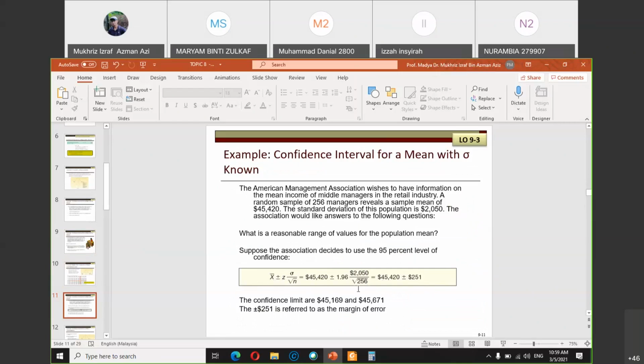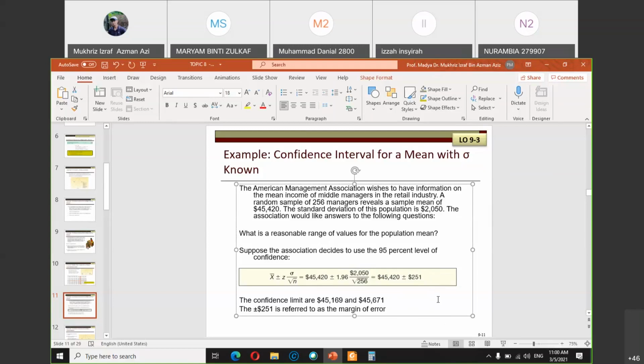Z, we know that it will be plus or minus 1.96. And then the sample standard deviation sigma, divided by the square root of the sample size N. So the confidence limits mean 45,420 is the mean, minus or plus this margin of error: 1.96 multiplied by 2050 divided by the square root of 256. So you should get the lower boundary, which is 45,169, and the upper boundary will be 45,671. This is your confidence interval value.